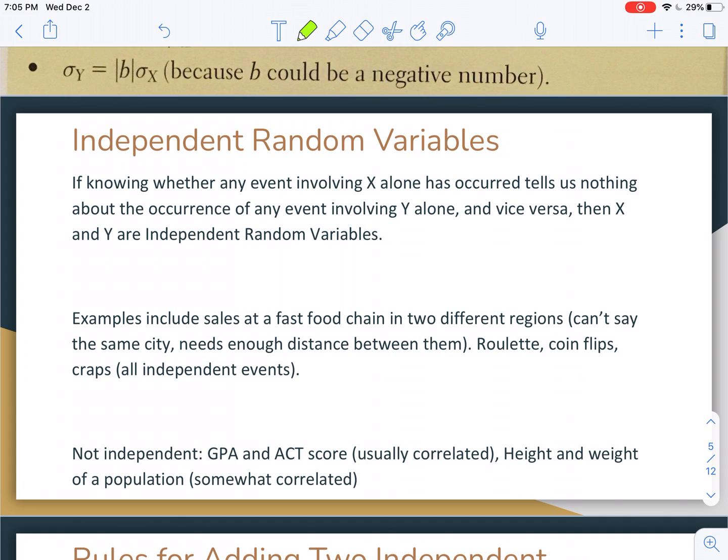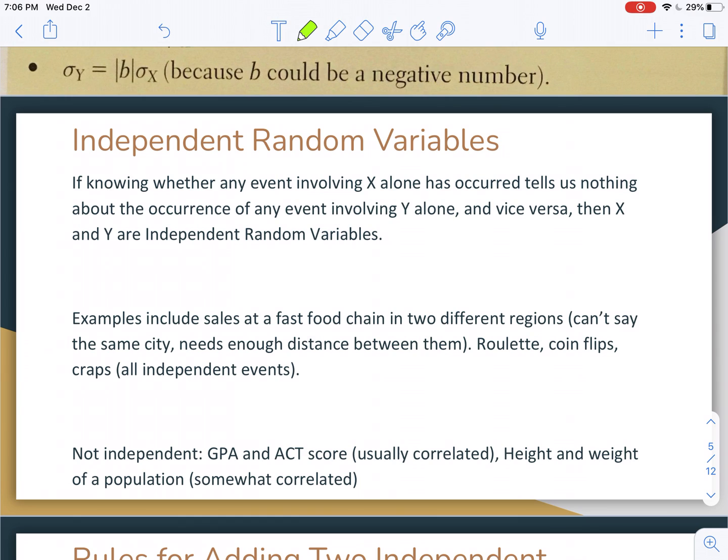Any gambling thing, again, not poker, but when we're talking about roulette, craps, coin flips, dice rolls, spinners, those are all independent. Just because something happened on one does not affect the outcome of the next. The outcome of the next changes every single time. They're always independent. They're always changing. So all of these are independent random variables.